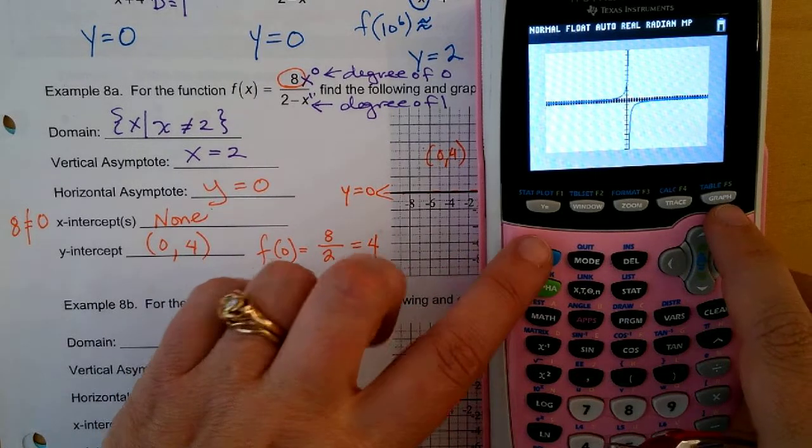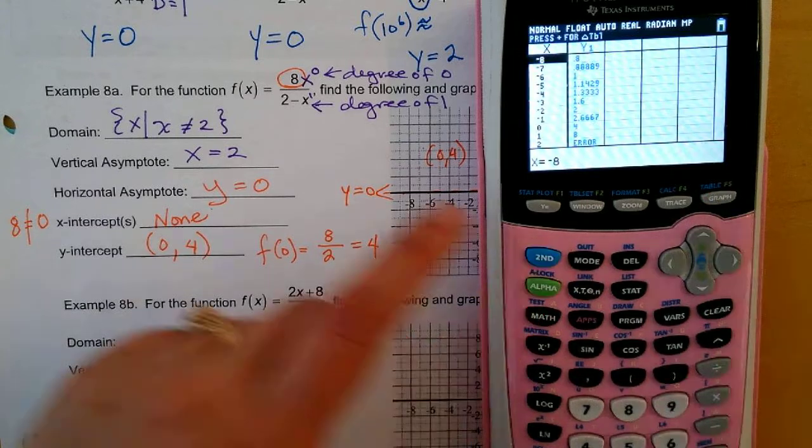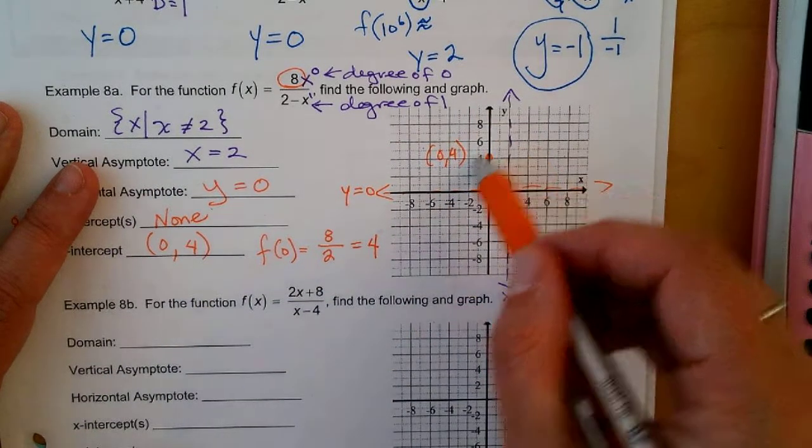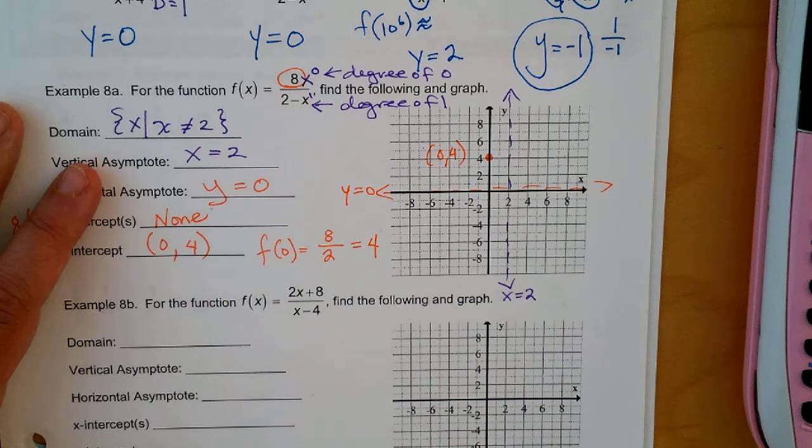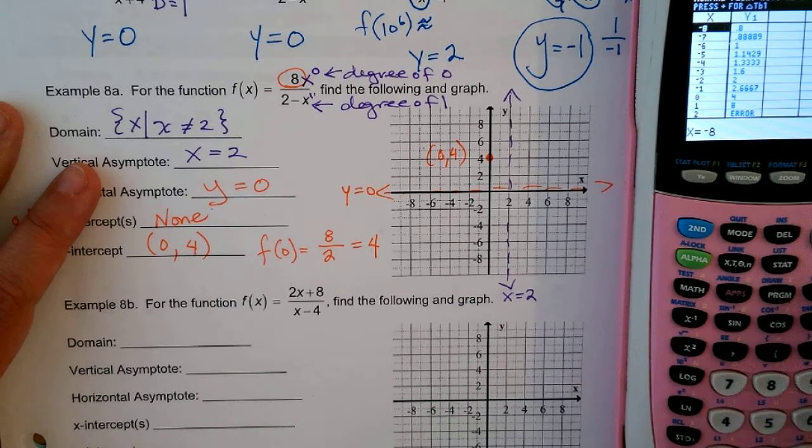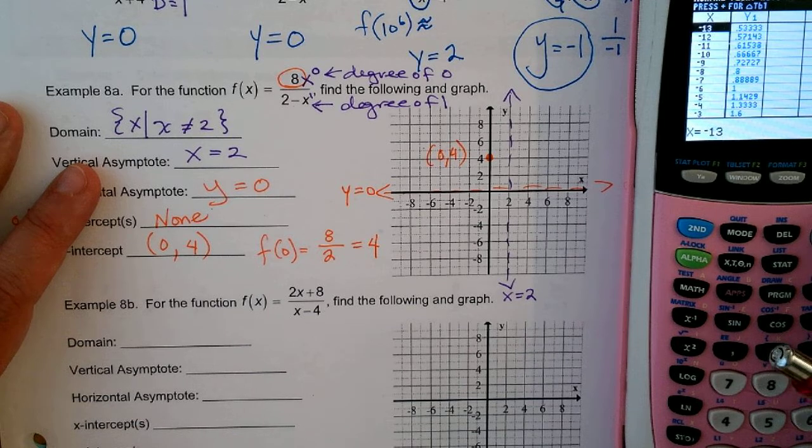Okay, now if I wanted to graph it more accurately, I don't want to just draw it willy-nilly, I want to see some points. So the best thing I can do is go to my graphing calculator, and I'm going to go to the table, and I want to see some convenient points to plot.